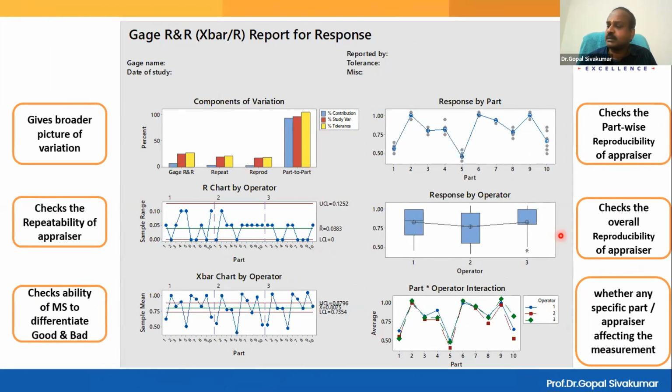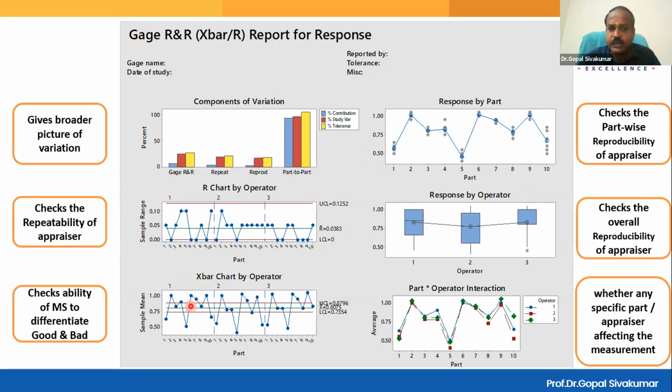The first graph is a bar chart. You can see here. The second graph is a control chart, the R chart. R chart means range chart. The range chart can help you understand the repeatability of the operation. And the X bar chart can help you understand whether your measurement system is capable of discriminating the good and bad.